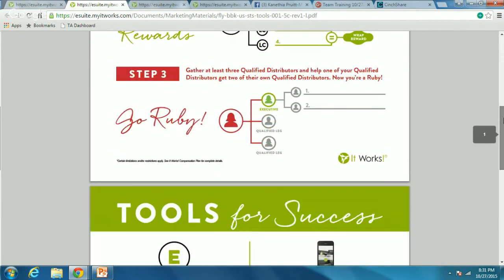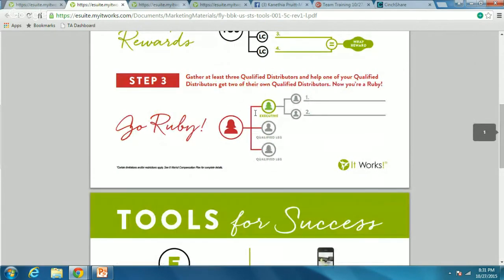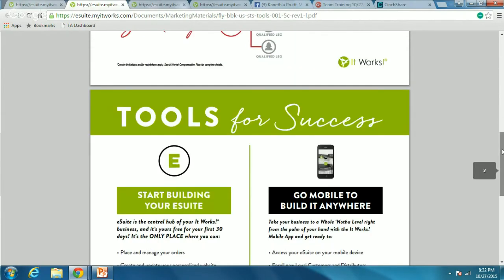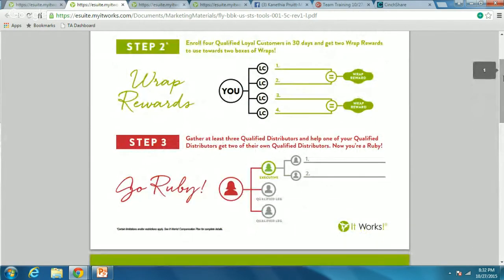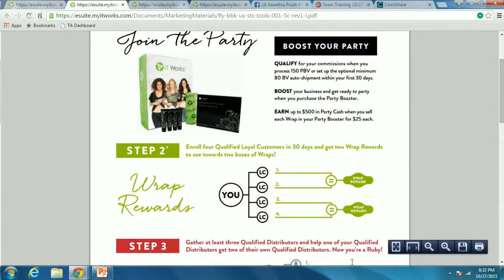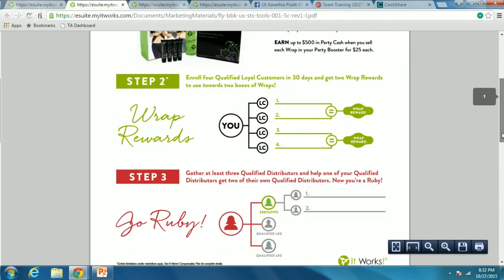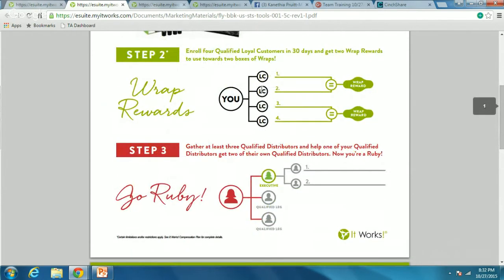And then for going Ruby, you can write down right here the distributors' names, 3 distributors that you're trying to sign up. If you sign up more distributors, you can go ahead and fill those in as well. But if you print this off every month and your goal is to get your 4 loyals and your 3 distributors, you're going to be able to see it, jot it down, and remember. So I think that's a really good thing to print off.